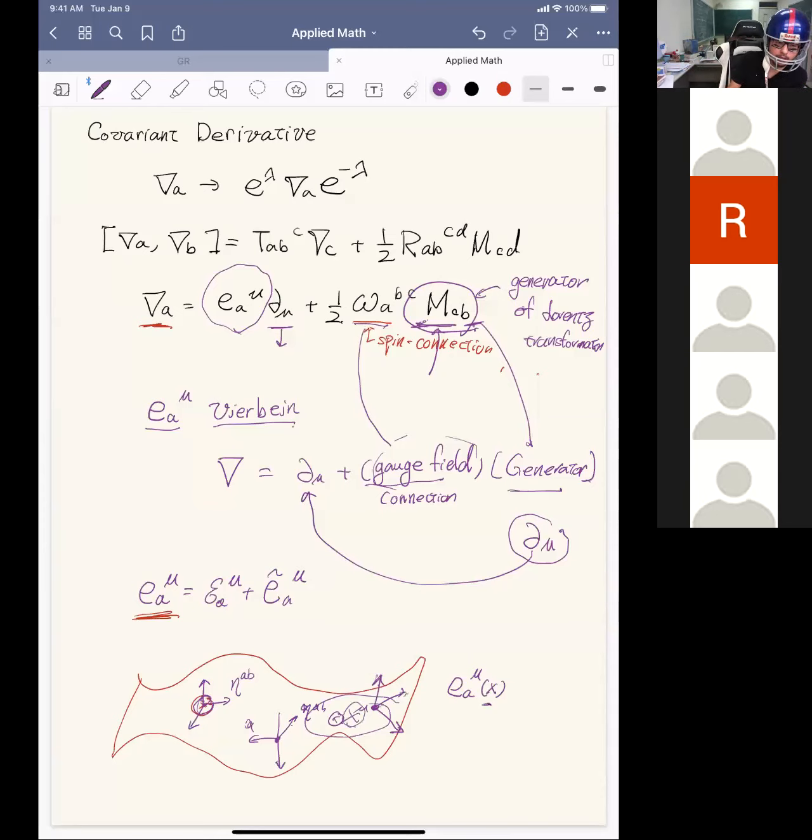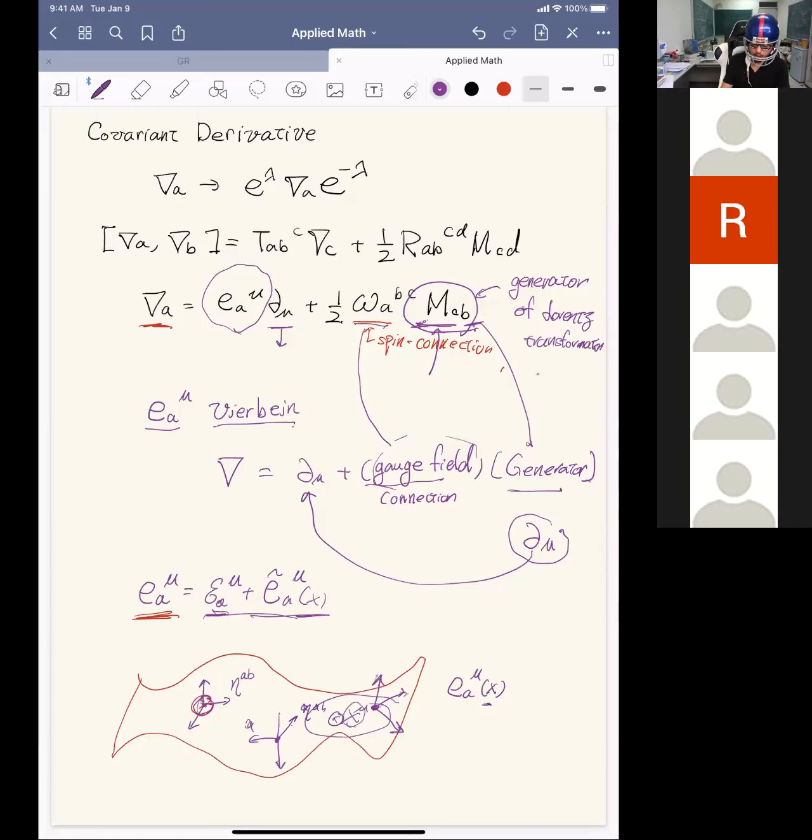It's a function of x because it depends on what position you are on the manifold. And therefore, this expansion also makes sense because at any point you have the usual eta or delta, and then as you move a little bit away from that point, you have some x-dependent function, which tells you how the axes that you set up should change as you move slightly away.